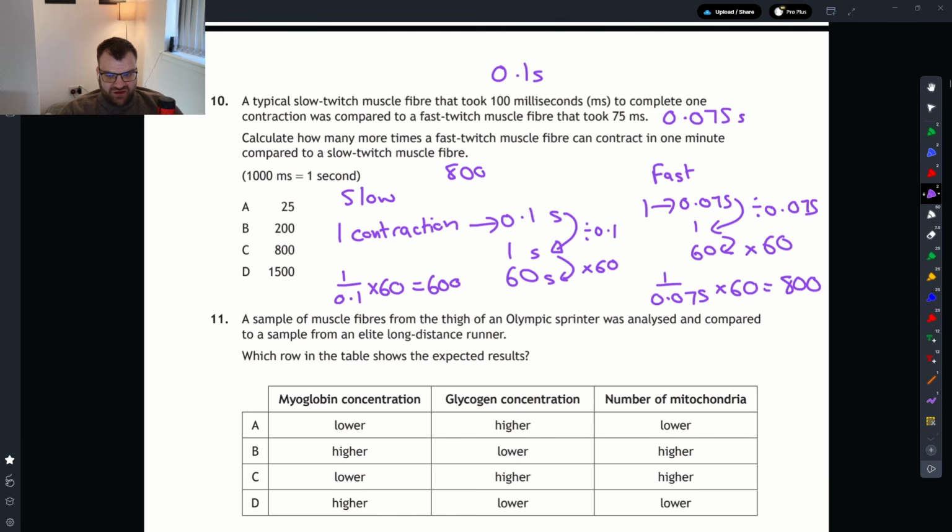Well, it's 800 versus 600, which gives us 200, which will give us B as an answer. So a couple of things to watch out for. You need to watch out for the fact that they give us milliseconds, we want seconds, and also we have to scale up to 1 minute to compare them.